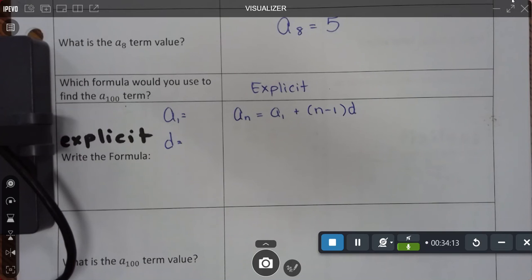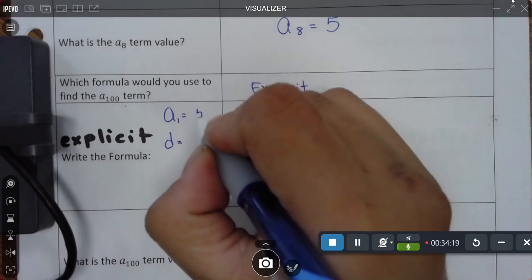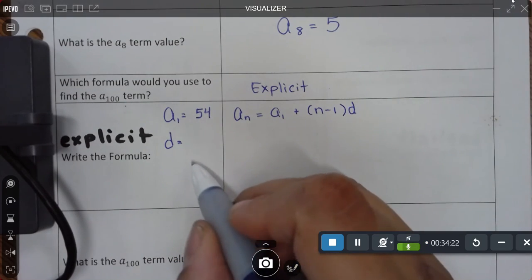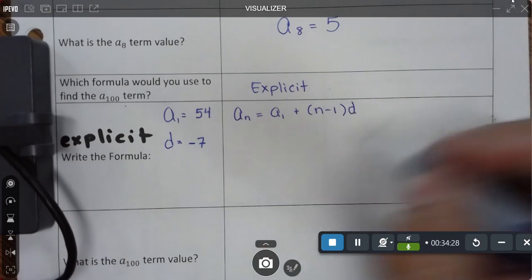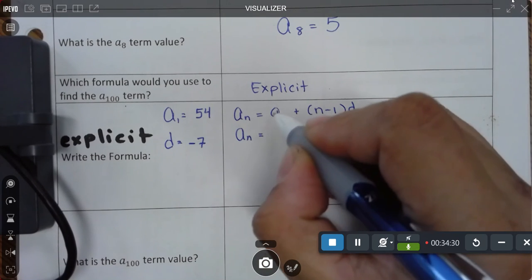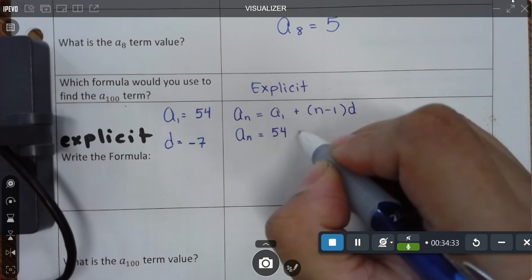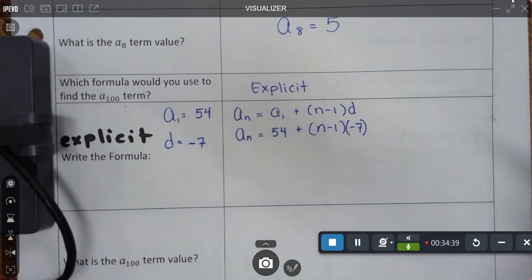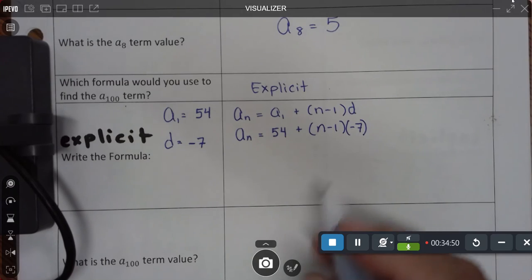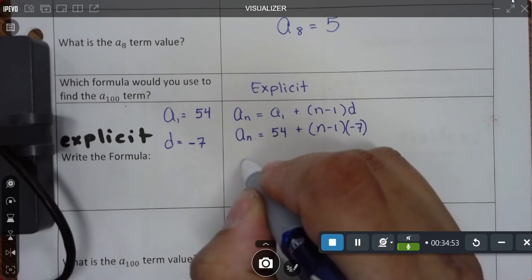All right, looking at the sequence above, what's the first term? 54. Here we go. And what was the common difference that we calculated? All right, so I'm just going to substitute it in. A sub 1 is 54. All right, we're going to simplify this because I also have to teach you how to simplify it.